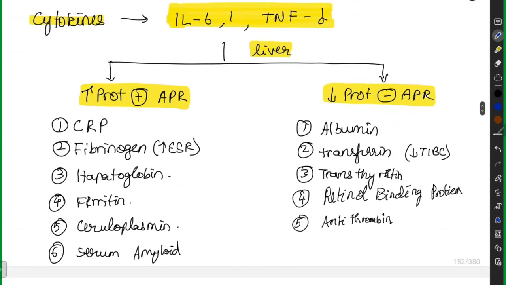Whenever there is any inflammation, interleukin 6, interleukin 1 and TNF alpha are going to be released. These go to the liver, and in the liver, some acute phase reactants increase and some decrease. The components that raise are CRP, fibrinogen, ESR, then haptoglobin, ferritin, ceruloplasmin, and serum amyloid A. Whereas albumin, transferrin, antithrombin, transthyretin, and retinol binding protein, all these five decrease in acute inflammation.